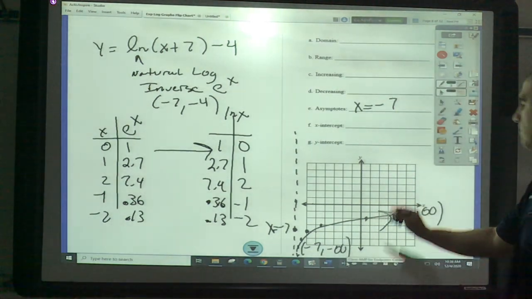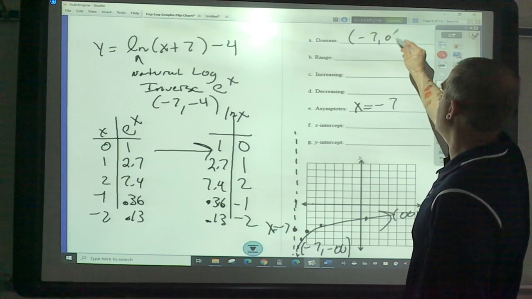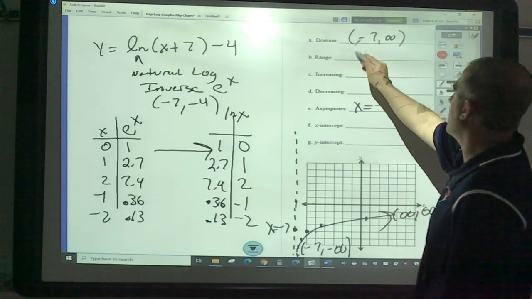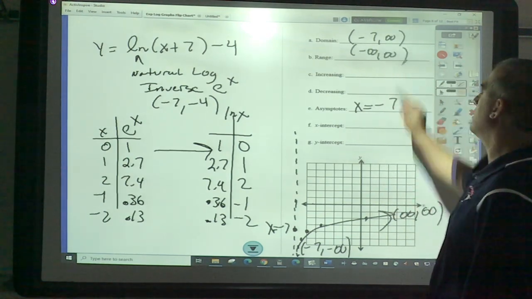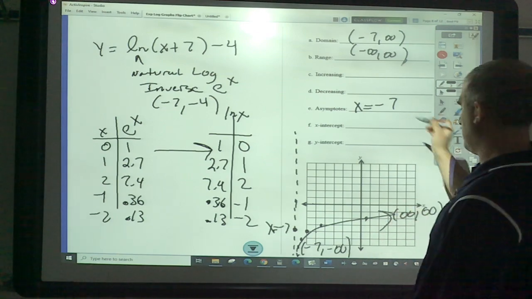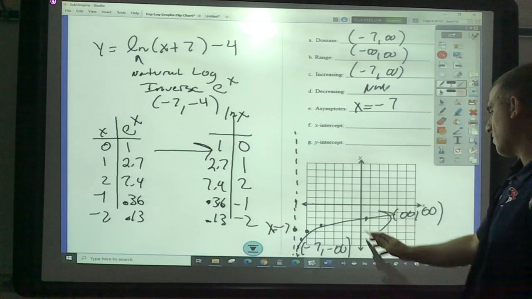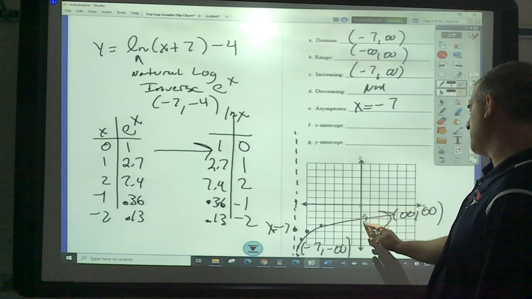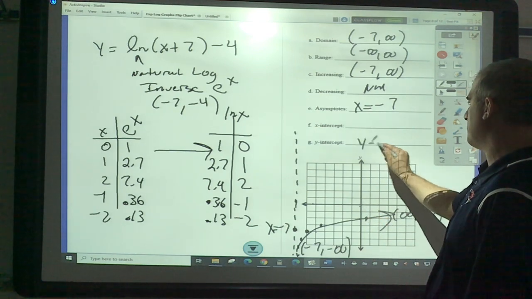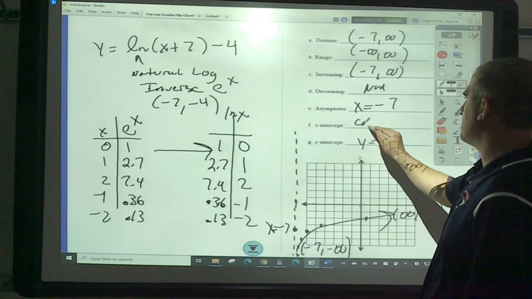Okay, same rules as before. So this is -7 to infinity. All right, my range is negative infinity to infinity. Okay, it is increasing the whole way from -7 to infinity, so there's no decrease. That's crossing at 1, 2, that's at like -2. We'll just say y-intercept of -2. The x-intercept we can't determine.